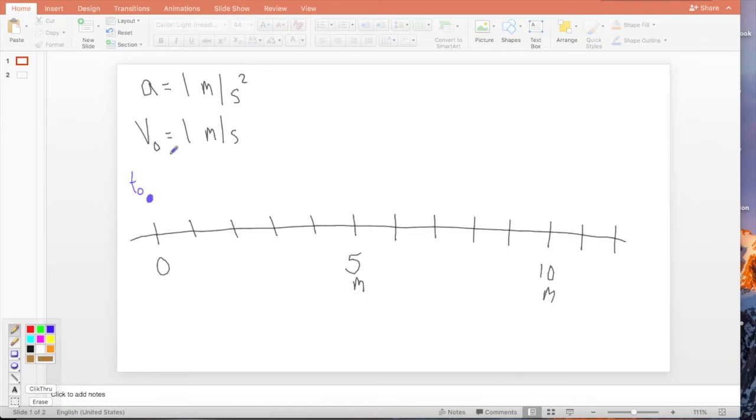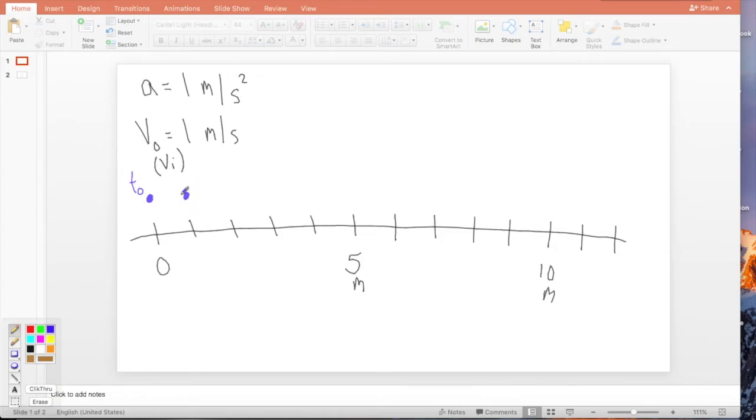And I tell you, this object begins with a velocity, its initial velocity, or its v0. Maybe we could have also called that, to use terminology you're familiar with, its vi, or its initial velocity. It starts out with a velocity of 1 meter per second. So for the first second, its velocity is going to be 1 meter per second. So where's it going to be at t1? It's going to be at 1 meter.